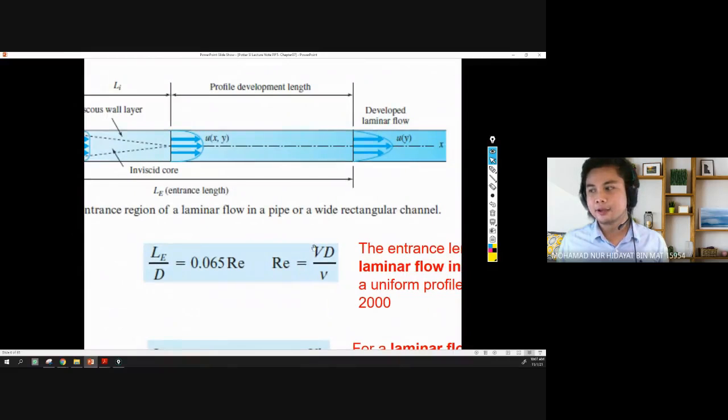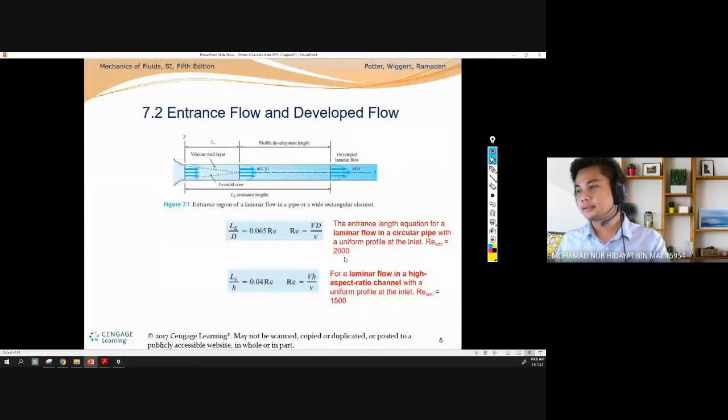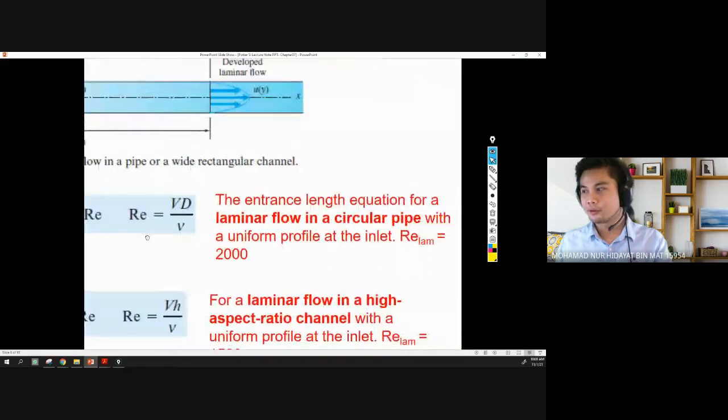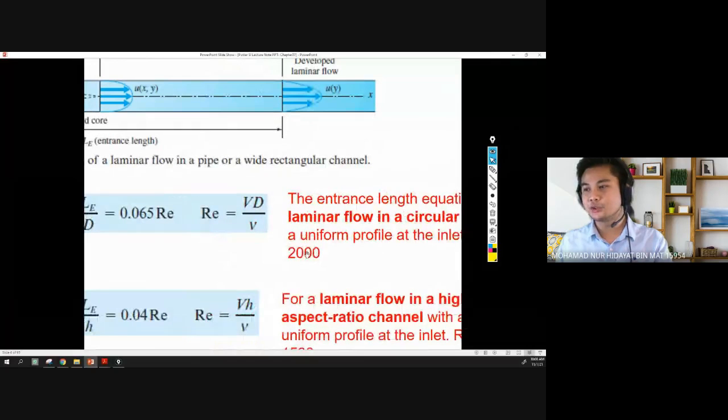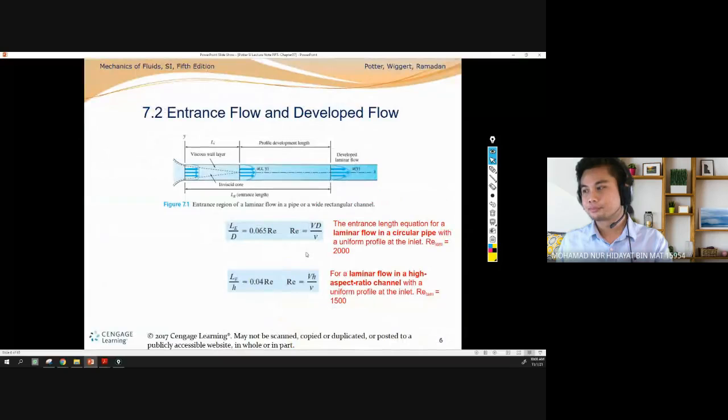Reynolds number is VD over mu. This is for the circular pipe. Alright, for the entrance length equation for laminar flow in a circular pipe with the uniform profile at the inlet, the Reynolds number for laminar is 2000. So Reynolds number you already know. For the laminar, it is 2000 in the pipe. For the channel, it is 1500.